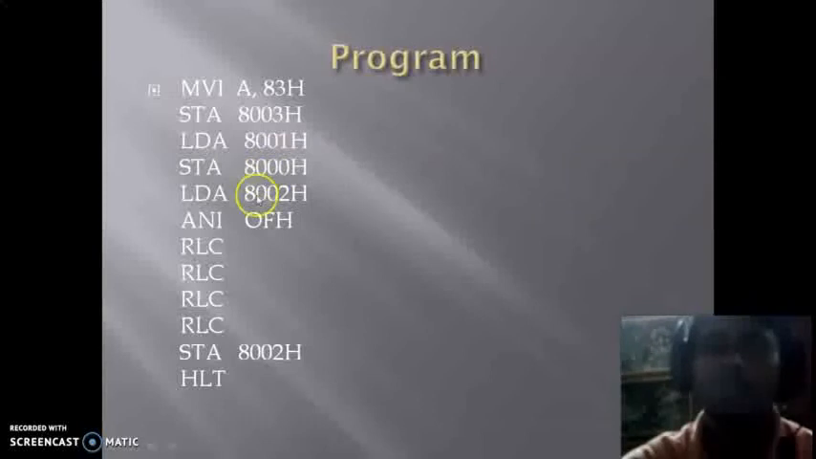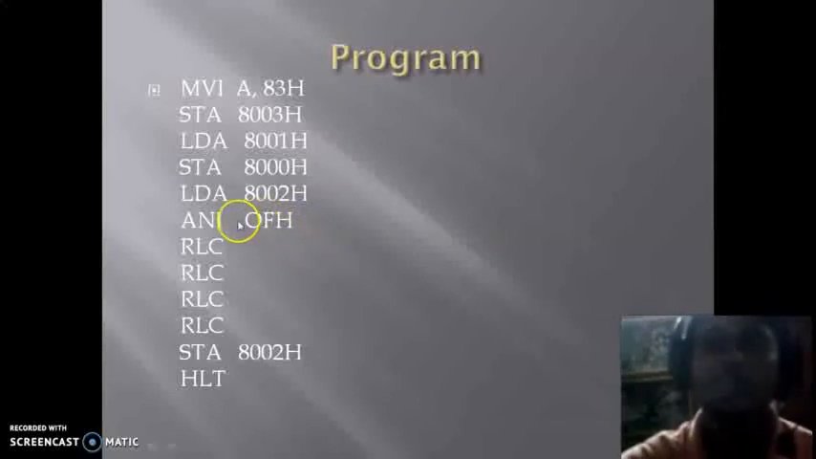Now we will try to find out the data from port C lower by using LDA 8002, that is the address of port C, and the data will be stored into the accumulator, by which we can understand whether any DIP switch is pressed or not. What we have to do is send the lower nibble of data to the upper nibble.